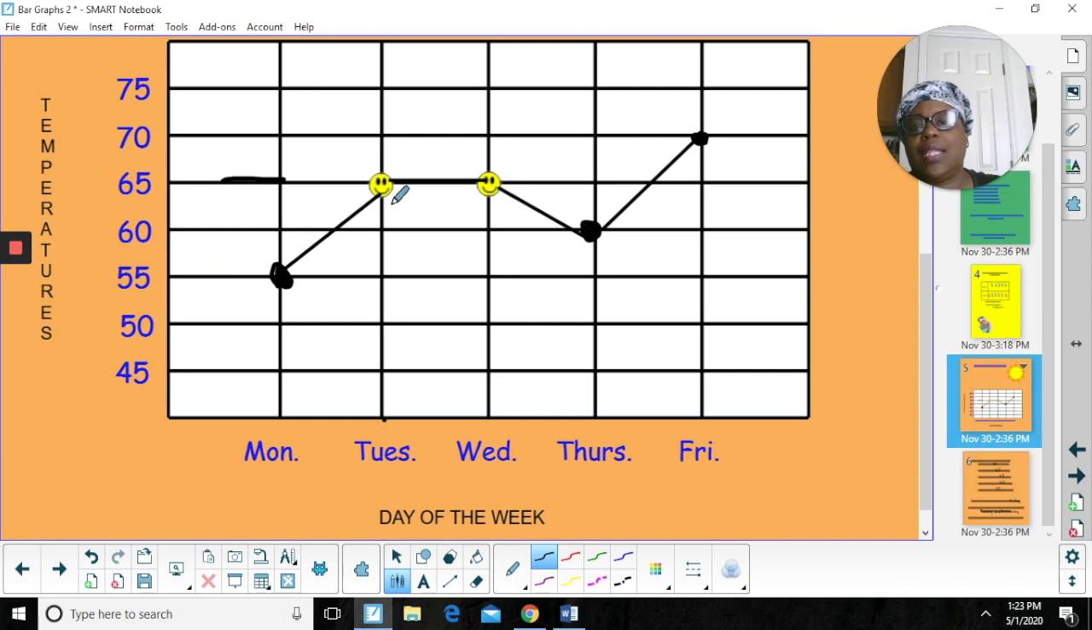So we can see that's definitely warmer. That's warmer. And that's warmer than this one. And this is definitely warmer than this one. So which day was the coolest day? Monday.